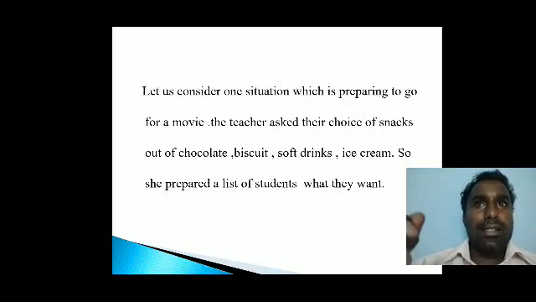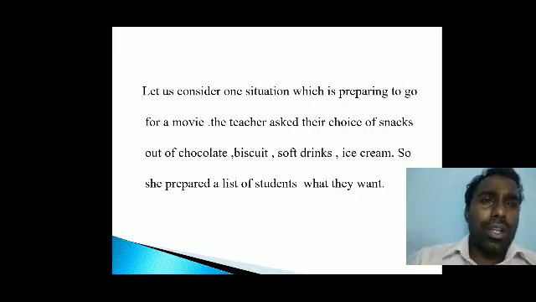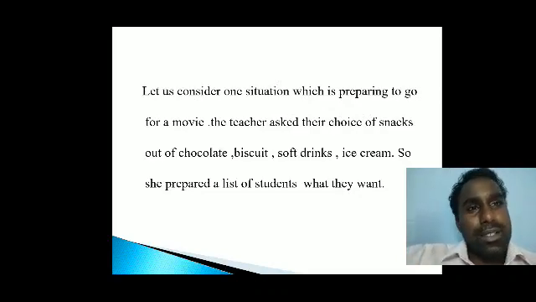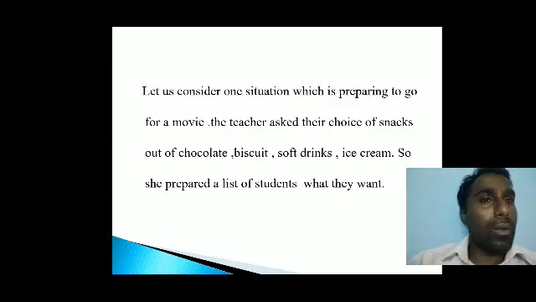One day the teacher asked which snacks you like. You just give one information. It is your choice. Everybody is rising and shouting, what is it, ma'am, I need chocolate, ma'am, I need biscuit, I want this much. But the teacher said four things. Out of these four you have to pick one. Chocolate is the first one, second one biscuit, third one soft drinks, fourth one ice cream.